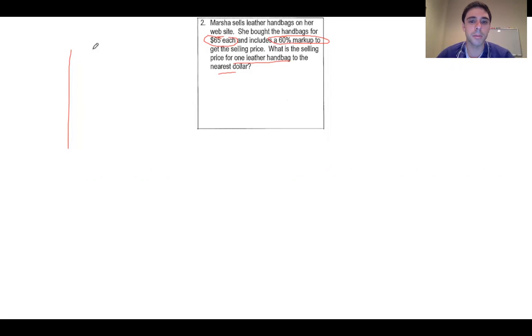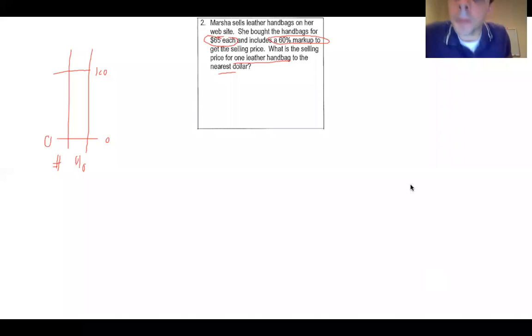So let's make our double number line. We have number on the left, percent on the right, 0% and 0. So what is my value at 100%? What do we think?